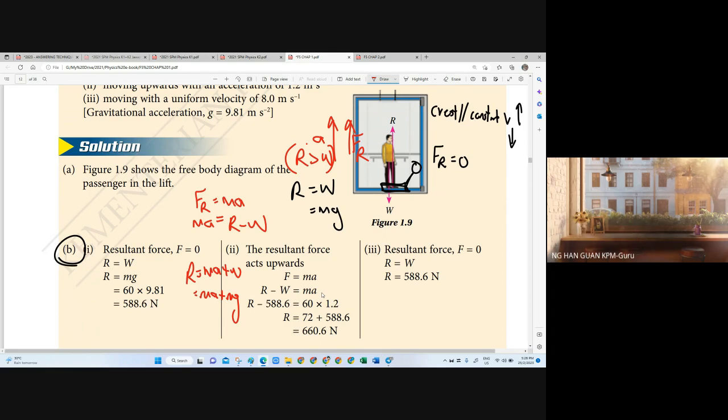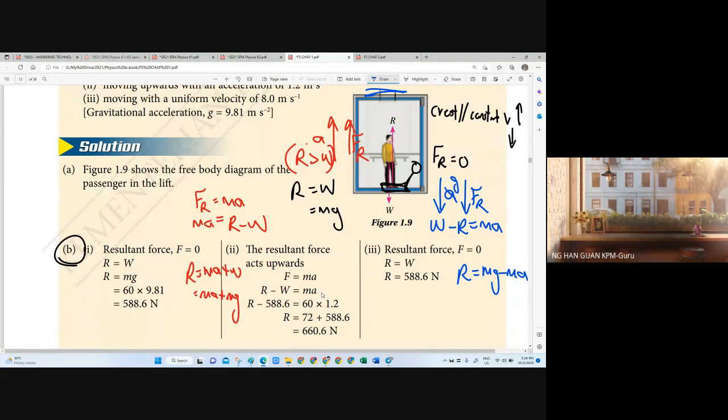Same also when the lift accelerates downwards: we will have a downward resultant force because the lift is accelerating downward. Therefore, we will experience W more than R. So W minus R will become MA. So R will equal mg minus ma. With that, you will have a lighter weight, especially when, let's say, the cable snaps. The cable snaps, the lift falls down due to the pull of gravity. Then your A becomes G.